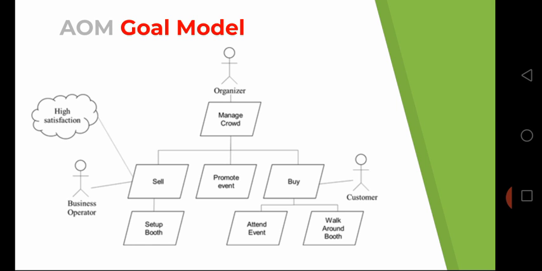So if you can manage the crowds and get sufficient attendance, then the business can start making profits. Okay, the sub goals are selling, promote the event, buying, set up booth, attend event, and walk around booth. We also have a quality goal, which is high satisfaction, where the user or the business operator is making profit. Then the quality goal is basically we can achieve that.